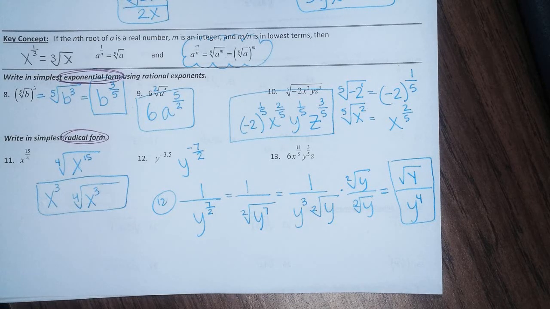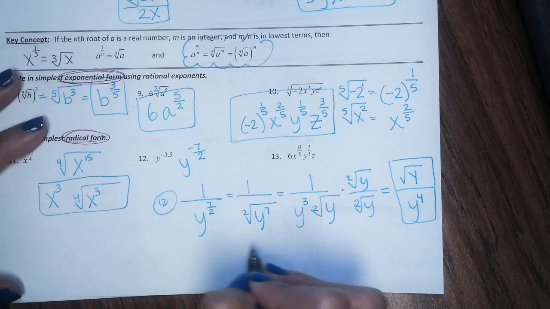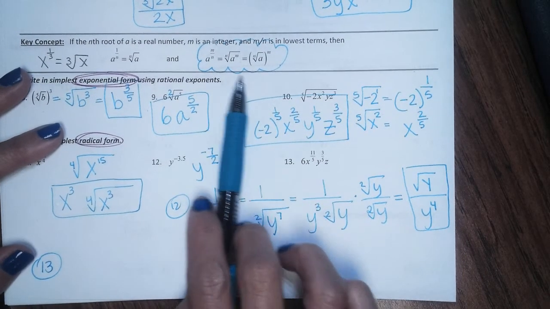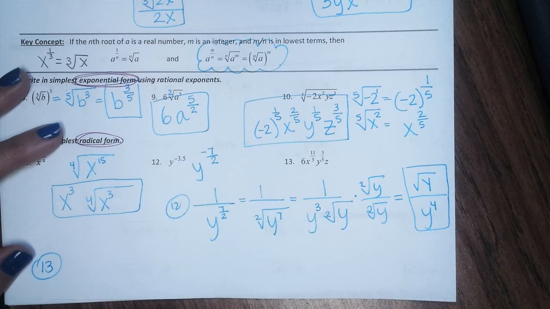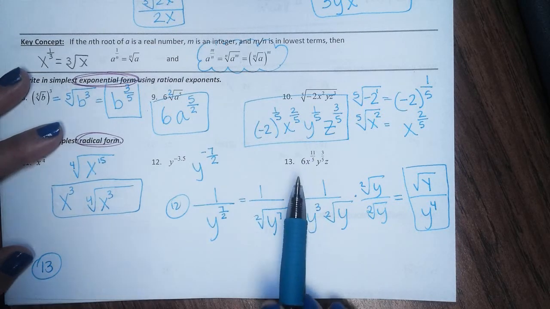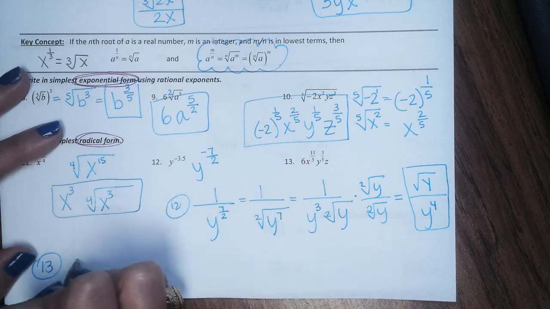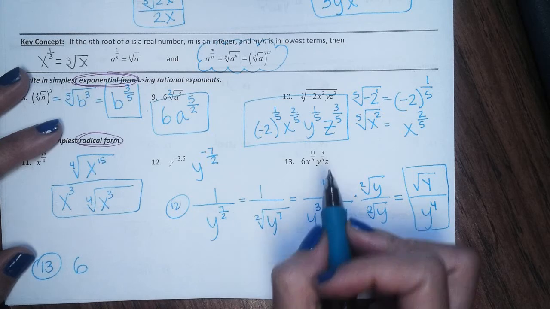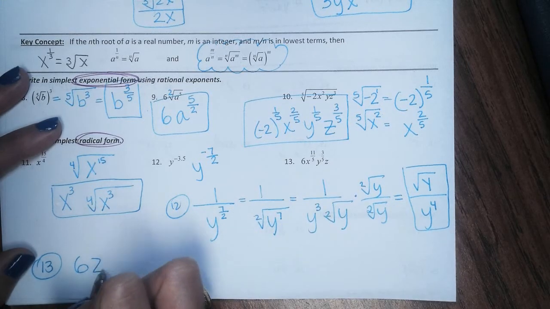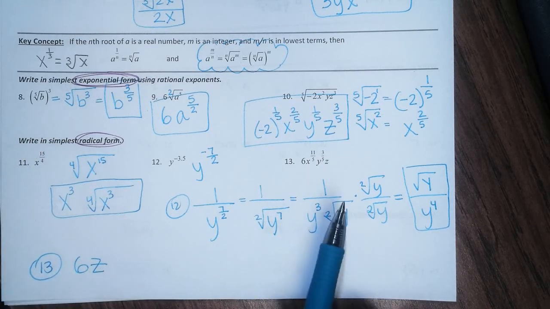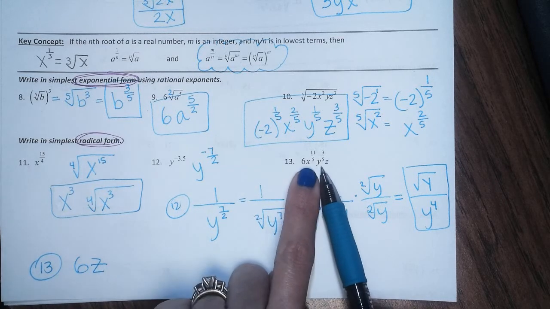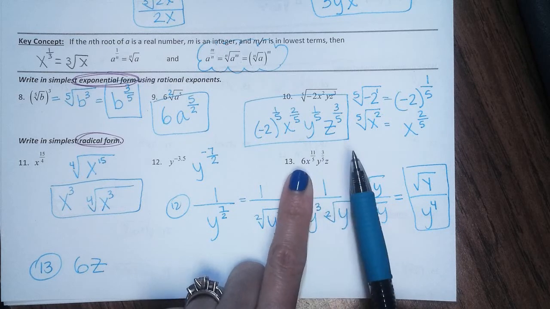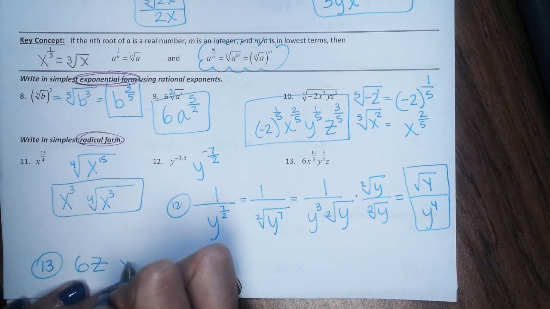Last example, number 13. I don't have to do it over here because there's no room over there. So 13. Let's write this as a radical by using those fractional exponents. First of all, the 6 does not have a radical, so 6 doesn't have an exponent, so it's just a normal 6. Same thing with the z. It's just a normal z. Now, the x and the y have fractional exponents, so those are going to be going into the root.